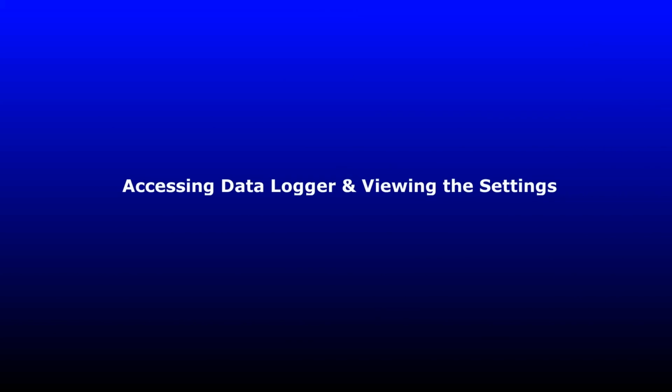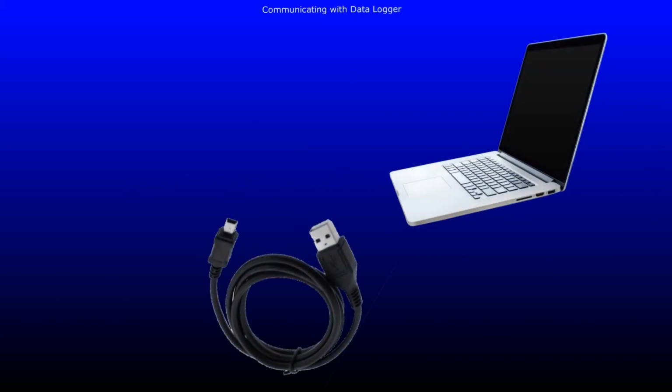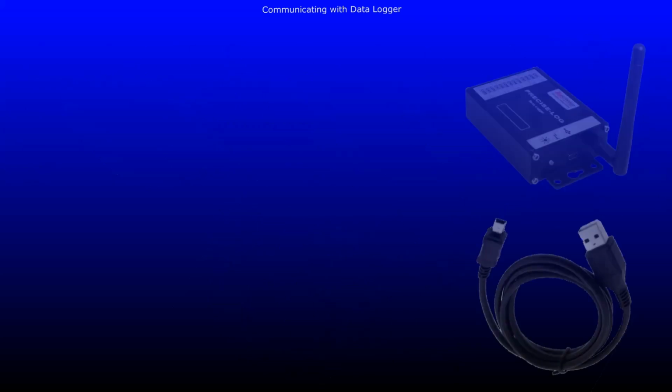Accessing the device and viewing the settings. Use one side of the enclosed USB cable to connect to your computer's USB port. Connect the other end of the USB cable to the USB port of the data logger. You should have SiteView software installed in this computer beforehand. Double-click the SiteView icon on the desktop to launch it.